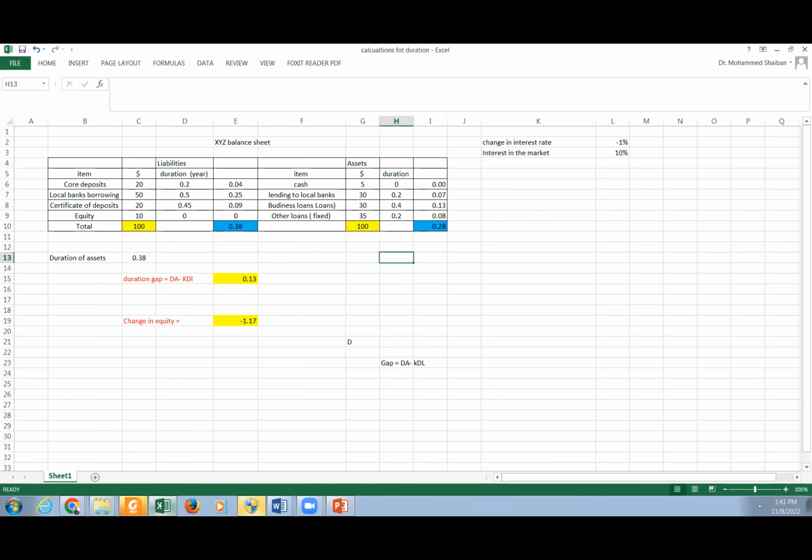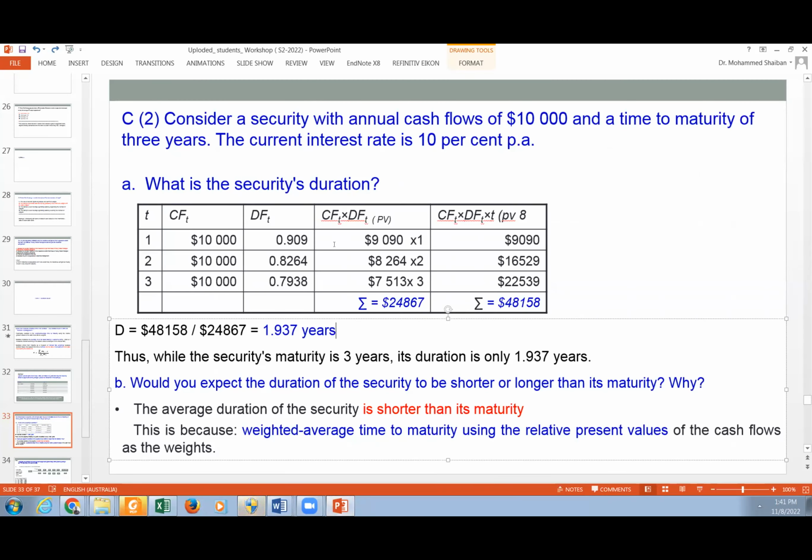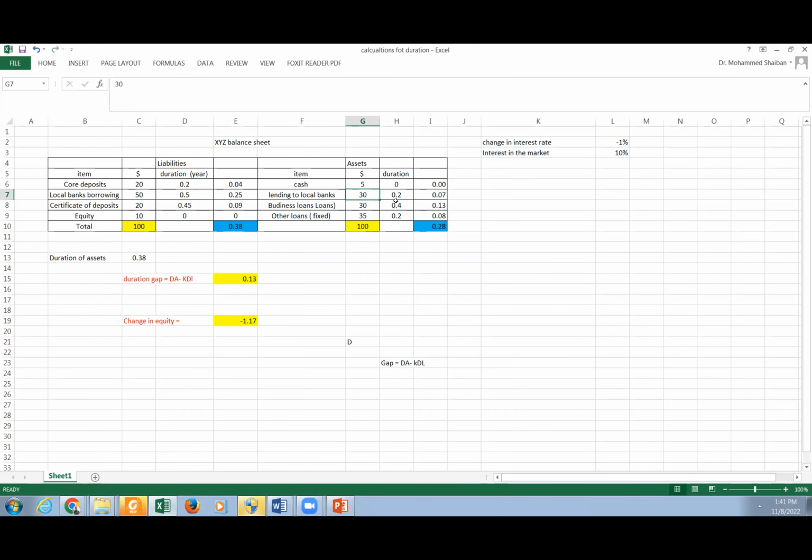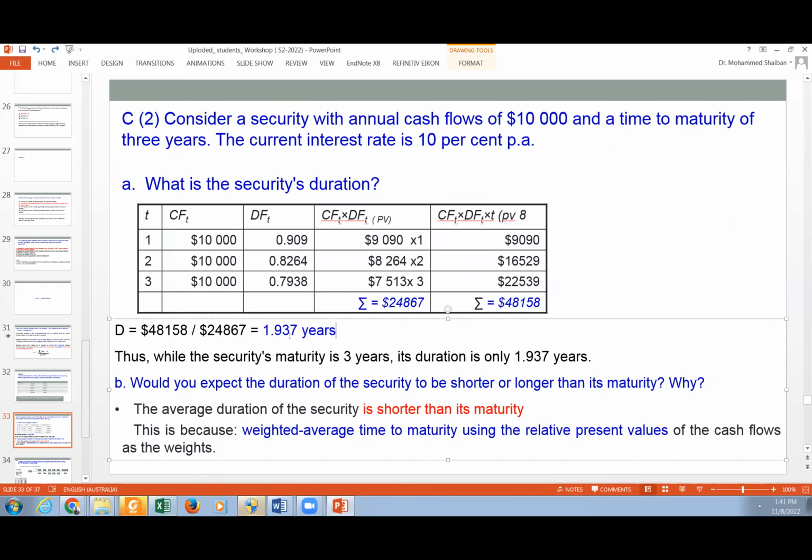So if I come back now to here, when I get the 2% here, for example, this one, the 7%, I'm really taking the lending to local banks and doing this calculation, seeing what is the behavior of it, like what is coming in the first year, second year. I didn't give you the information there. I just gave it to you in the Excel file. I just told you the duration is 2, which equals here the 1.937. Just an example.